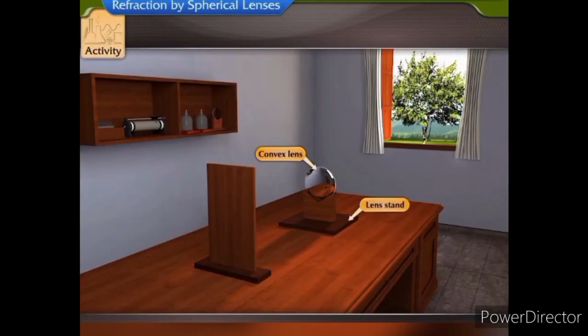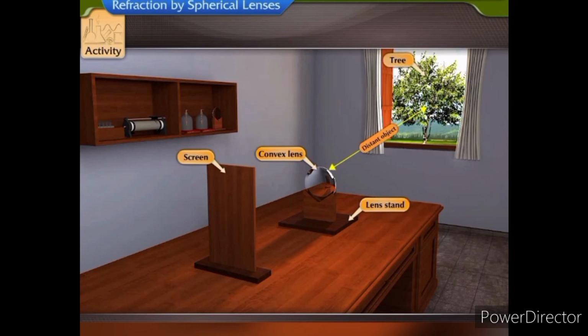Take a lens stand, a screen, and a distant object. A tree seen through a window can serve as the distant object. Place the screen on a table placed close to an open window facing a tree. Place the lens on the lens stand. Now, place the stand in between the screen and the distant object, that is, the tree seen through the window.